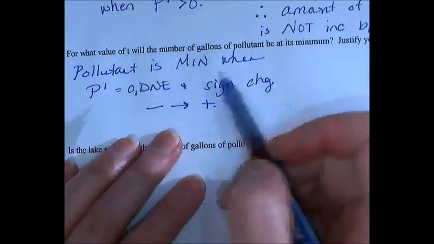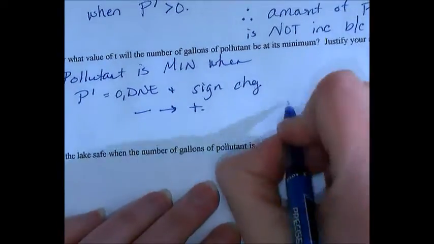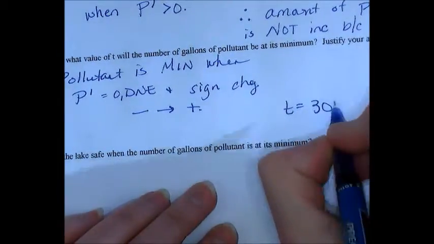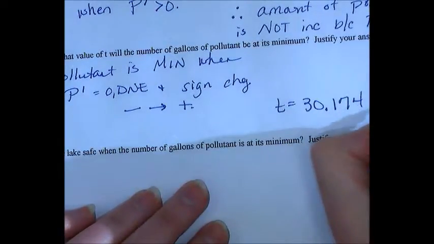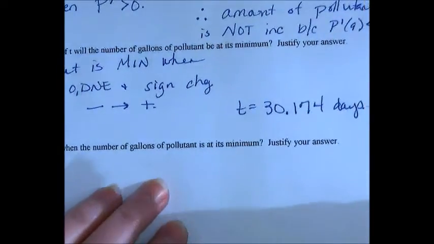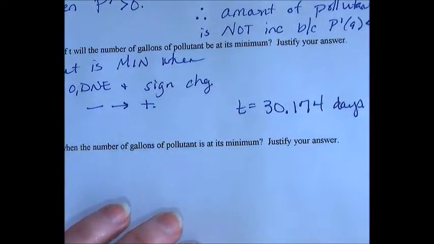Let's see, so find T. The T, the minimum is 30.174 days. Remember AP rounding rules, you're going to 3 decimal places, okay?